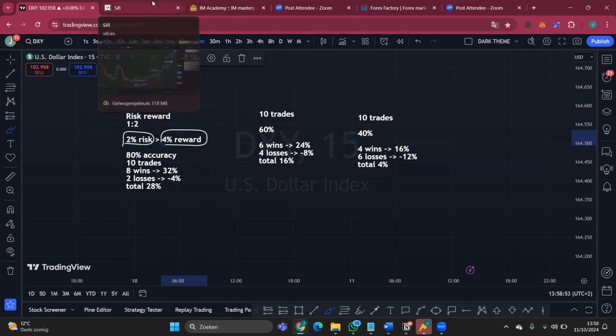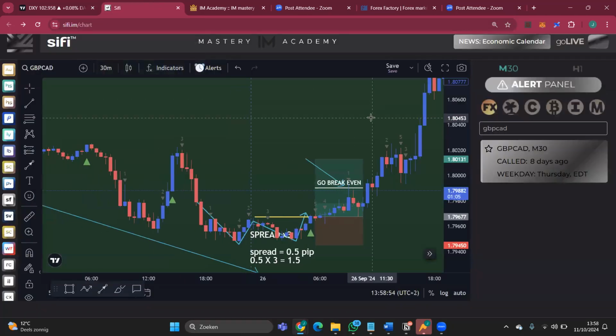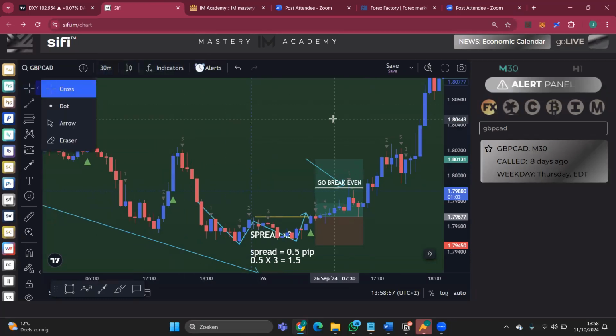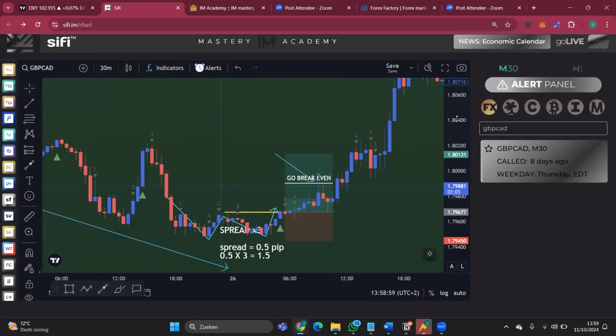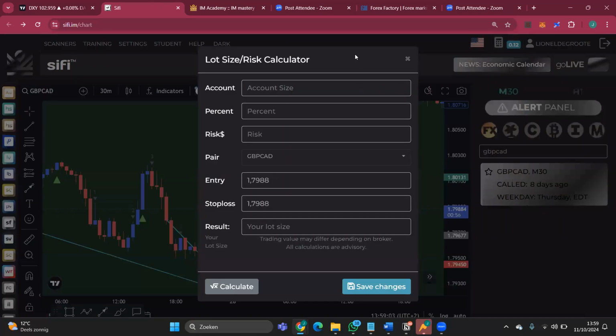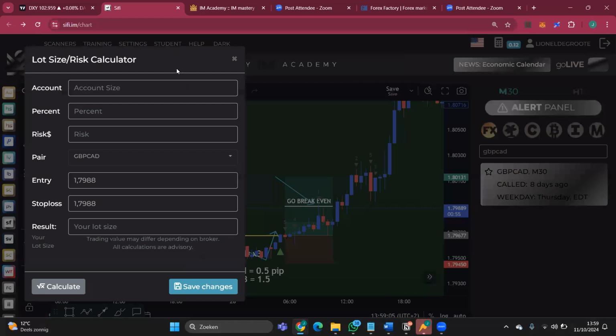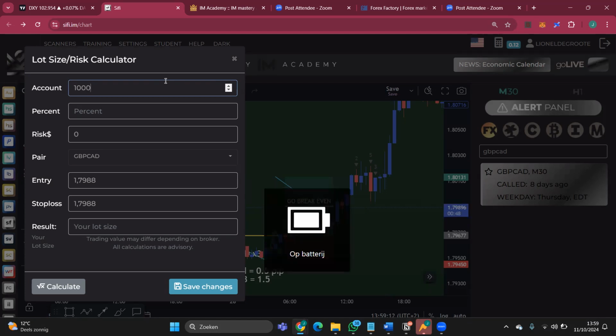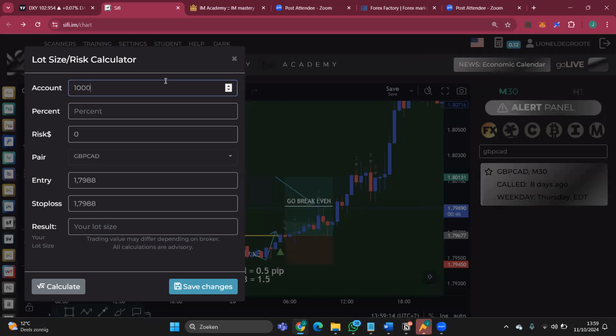So to ensure that, you want to go to the scanner, and of course, this is what we talked about earlier, and you can just scroll up to the top and click on this calculator. If you look at this calculator, you can fill in whatever your account size is. Let's say your account size is a thousand euros, for example. You can fill that in.